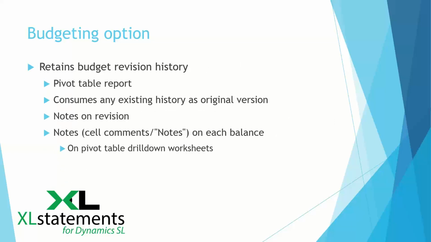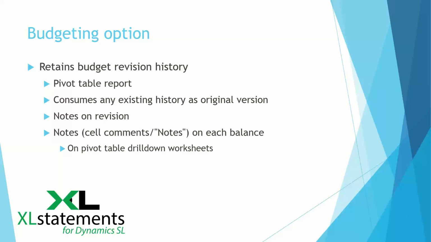So the budgeting option also retains budget revision history. If you revise a budget, it actually keeps the history for you. And in version 2.5, that's a pivot table report that you can go in and see the revisions. I know some people out there don't work with pivot tables or are a little terrified by them. So that will be changing in a future version, not version 3, but that will be changing from a pivot table.